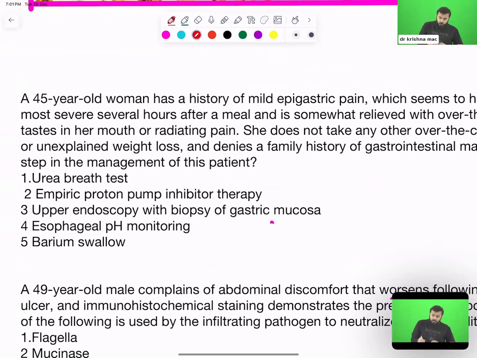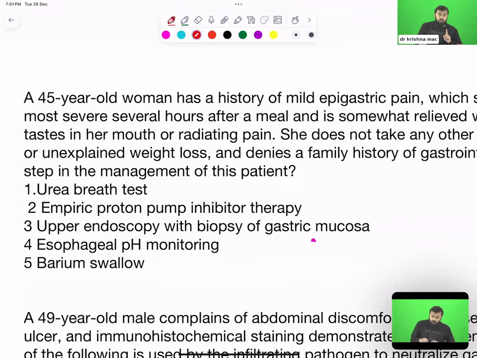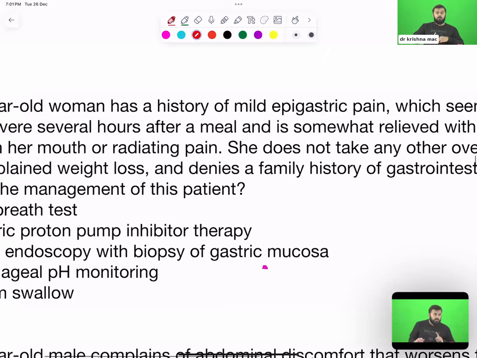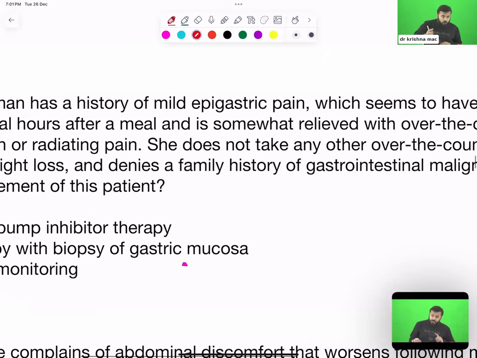Let us do this question. A 45-year-old woman who has a history of mild epigastric pain. Epigastric means, look, in anatomy I taught you the stomach, the entire abdomen you divide into 9 regions. This is called epigastric. Here is the mesogastric, below that the hypogastric region. The epigastric region is where you have your stomach. I taught you in anatomy, if you remember. If there are any KSMA students over here, I even made someone sleep on the table and taught you everything.